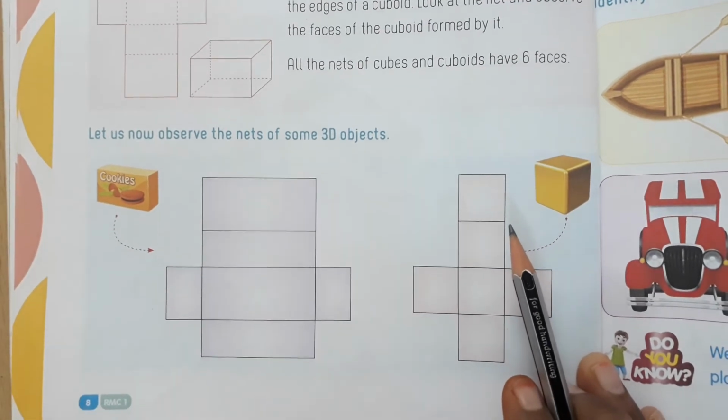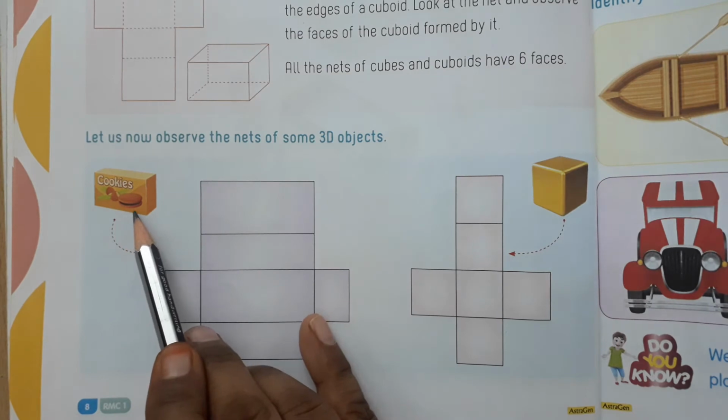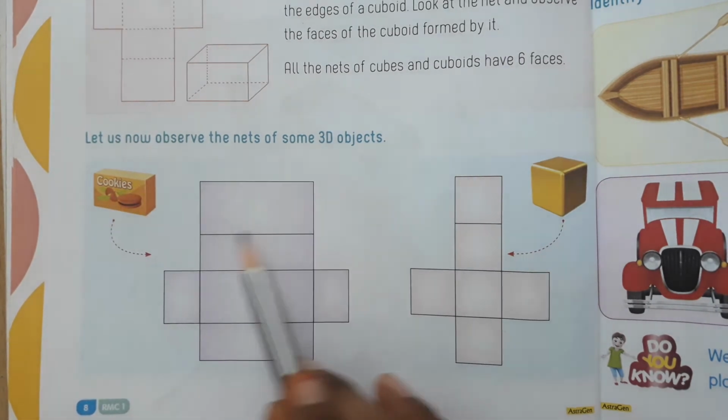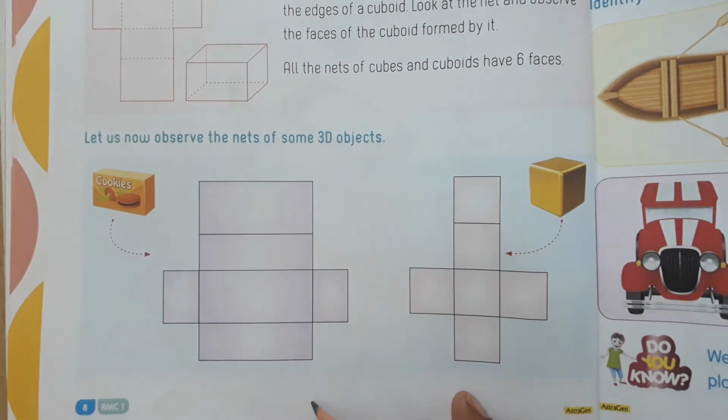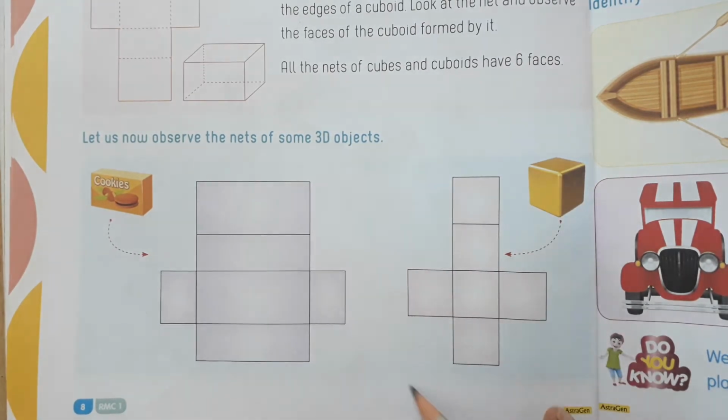Let us now observe the nets of some objects. This is the cookies box. If you open that, the net looks like this. And this is the cube. It looks like this.